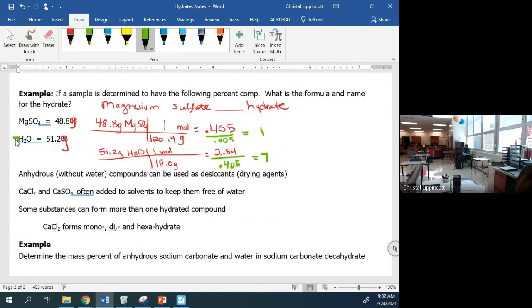So we have to figure out the prefix for 7, which is hepta. So magnesium sulfate heptahydrate. And the way we write the formula for that would be MgSO4, we put a dot here, 7H2O.